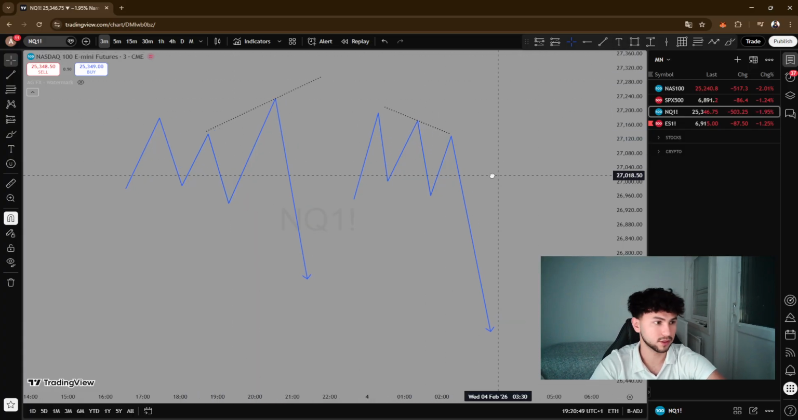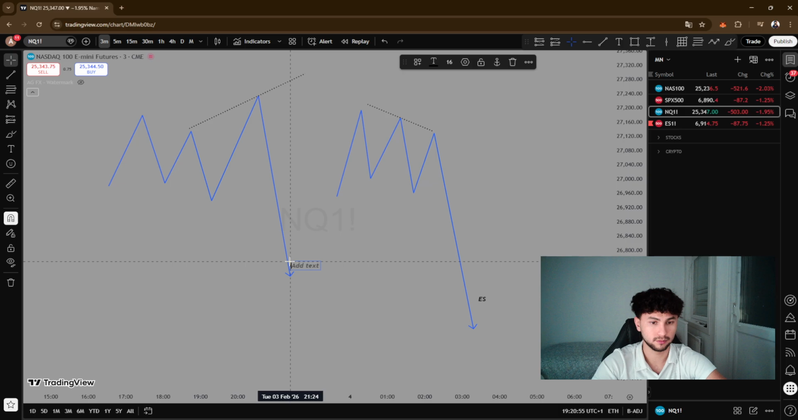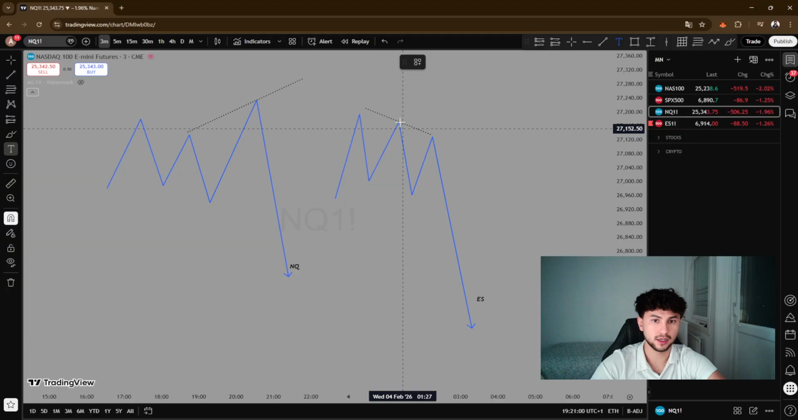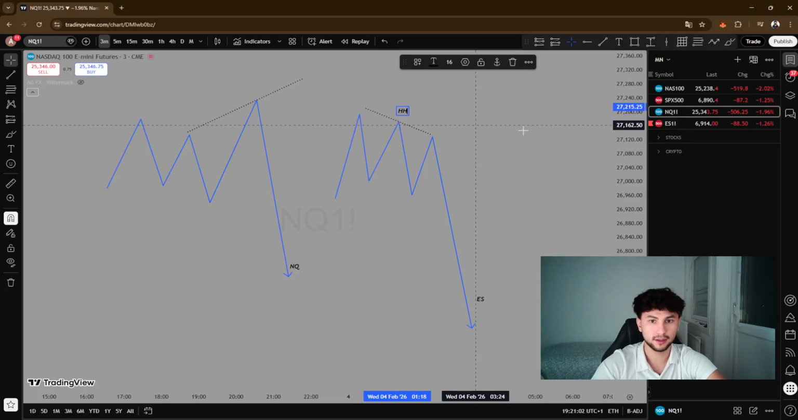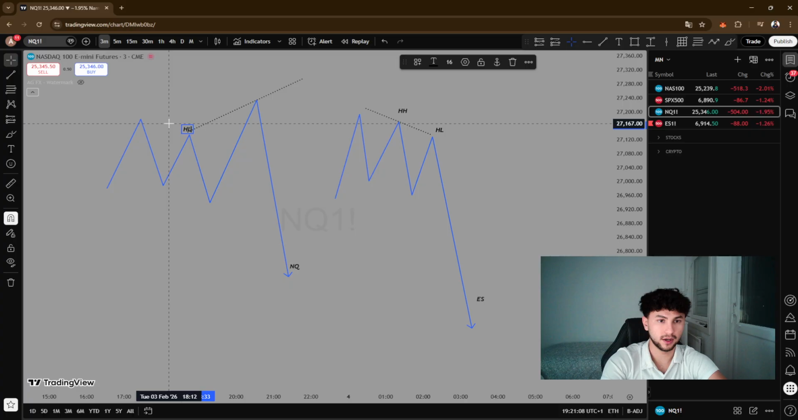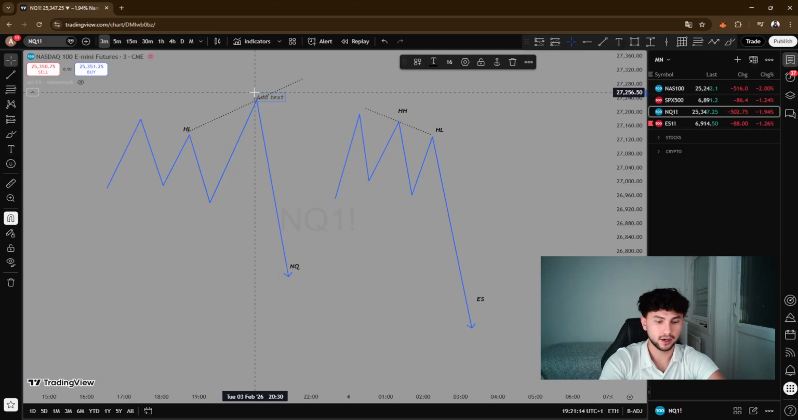For example, again, I'm just going to write it on the chart for you guys. So this is, for example, ES, okay? And then this is NQ, boom, NQ. Here, what do we have? You guys can see, we have a higher high, okay? Then we have a higher low. But over here, what do we have? We have a higher low. And then what do we have over here? We have a higher high.